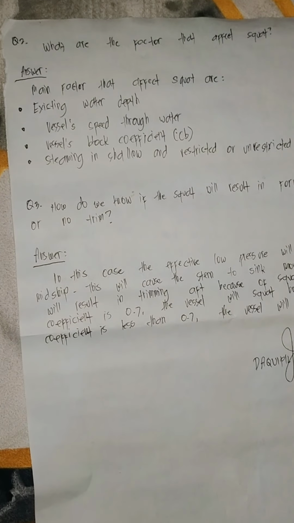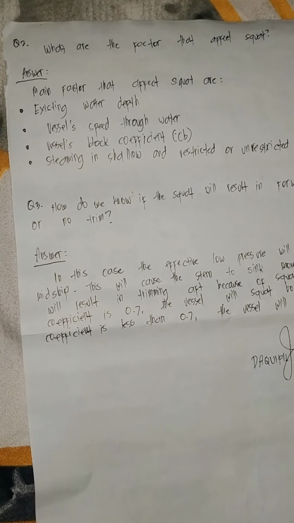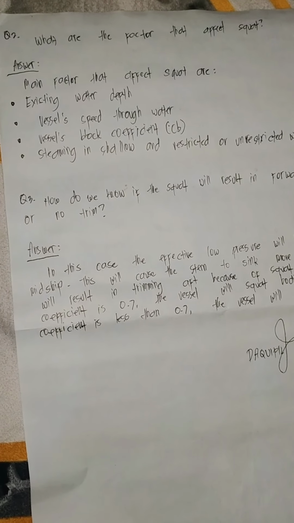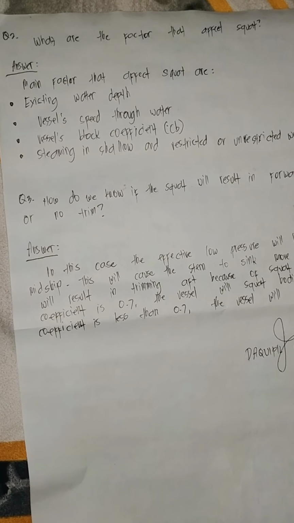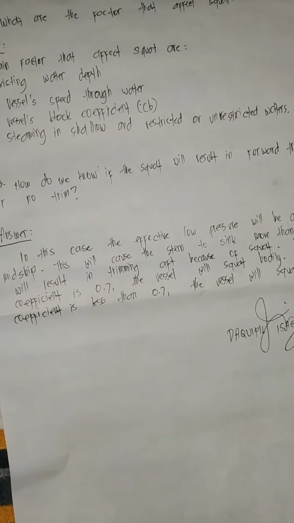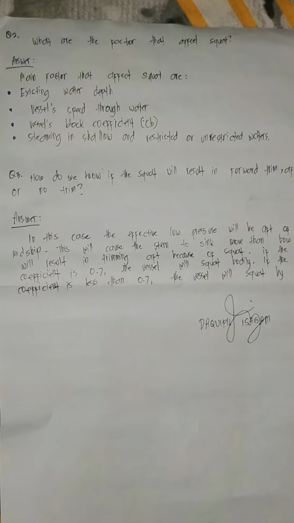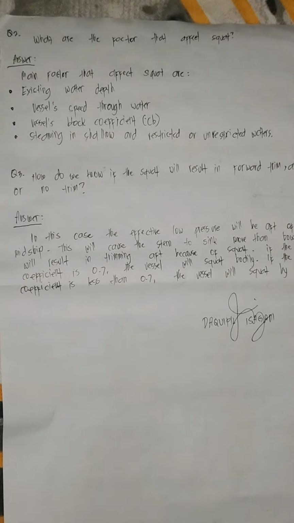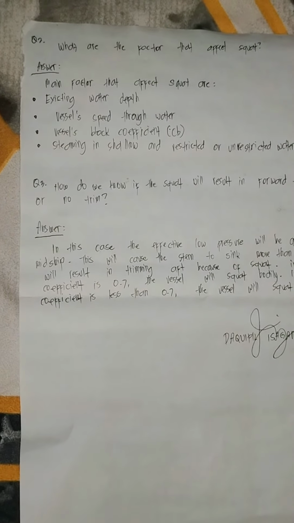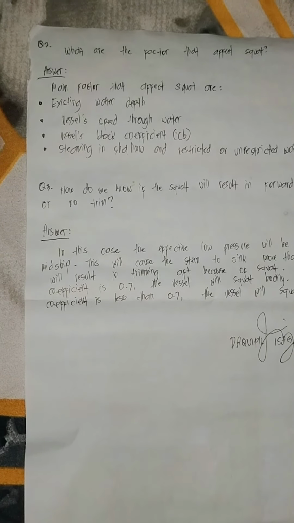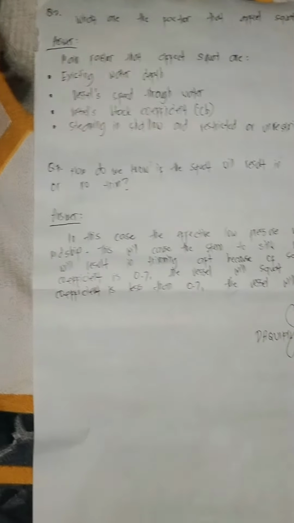Question number 3: How do we know if the squat will result in forward trim, aft trim, or no trim? In this case, the effective low pressure will be aft of the midship. This will cause the stern to sink more than the bow and will result in trimming aft because of the squat. If the block coefficient is 0.7, the vessel will squat bodily; if the block coefficient is less than 0.7, the vessel will squat by the stern.